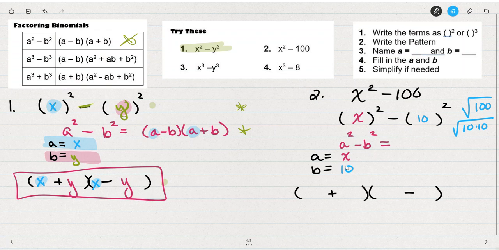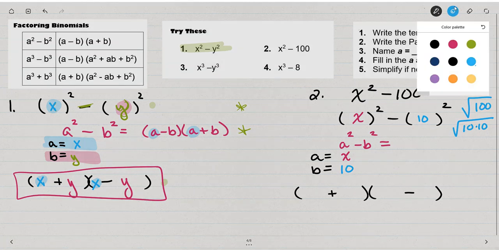Well, let's go back a step and write the pattern. The pattern we're going to use, first we've got to choose which pattern to use, but since this is a square, it's going to be this first pattern, right?